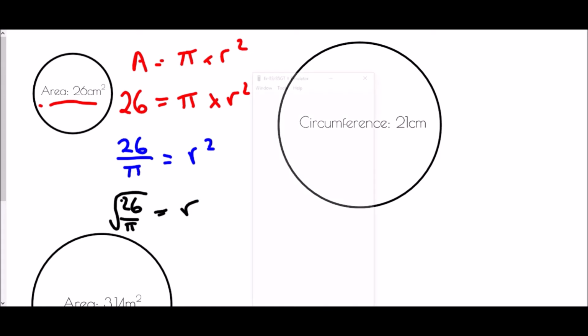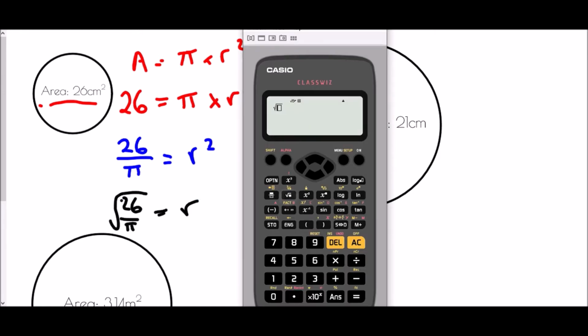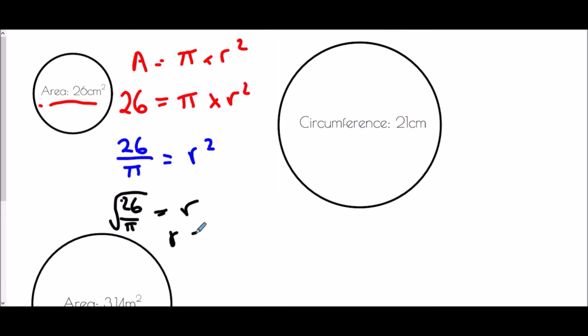So I'm just going to grab my calculator, use my square root button and the fraction 26 over pi, and let's get an answer. That equals 2.876813696. In this case, let's just give it to 1 decimal place. So let's say our radius is 2.9 centimeters.